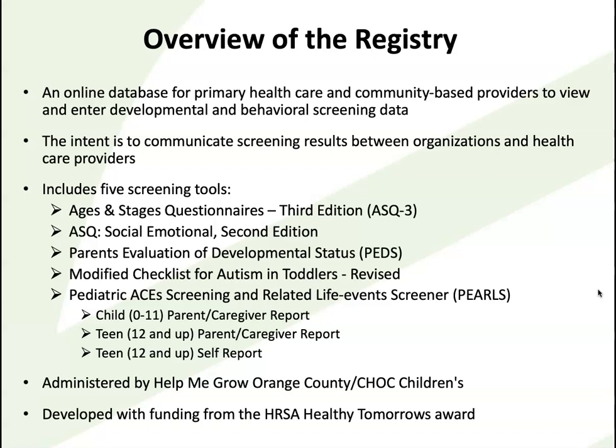It currently includes 5 screening tools: the Ages and Stages Questionnaire 3rd Edition, or the ASQ3, the ASQ Social Emotional 2nd Edition, or the ASQ SE2, the Parents Evaluation of Developmental Status, or PEDS, the Modified Checklist for Autism in Toddlers Revised, or the MCHAT-RF, and the 3 variations of the Pediatric ACEs Screening and Related Life Event Screener, or the PEARLS. This registry is administered by Help Me Grow Orange County and CHOC Children's, and it was developed in 2018 with funding from the HRSA Healthy Tomorrows Award.